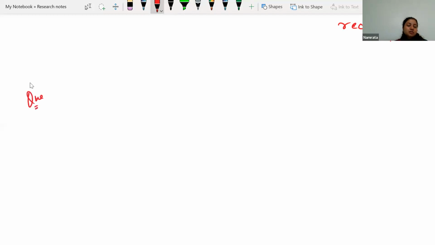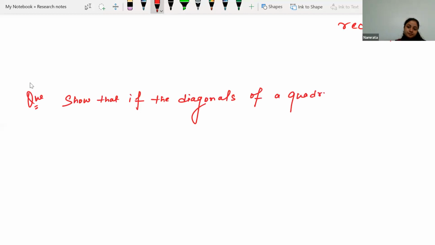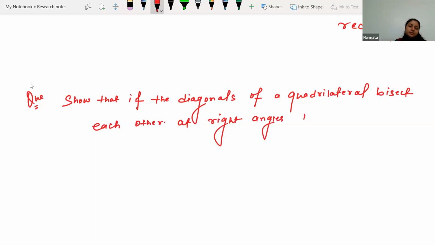Now another question, or the theorem, says: show that if the diagonals of a quadrilateral bisect each other at right angles, then it's a rhombus.